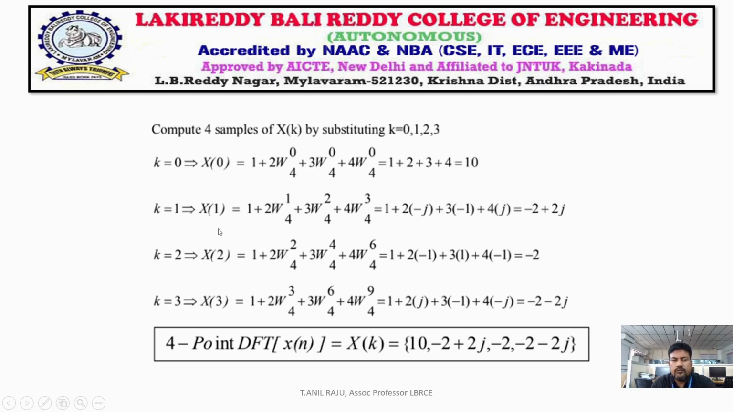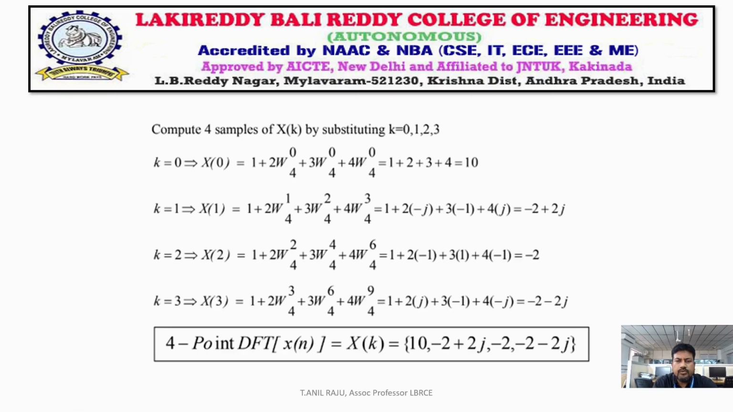For k is equal to 1, what will be the solution? Here the difficult thing is how to expand this W and get the value. So, capital W is given by e power minus j 2 pi by capital N. Based upon that we have to calculate the value, and for k is equal to 1, we got a value of minus 2 plus 2j. For k is equal to 2, we get minus 2. For k is equal to 3, we get a value of minus 2 minus 2j.